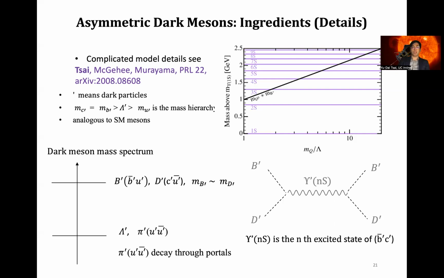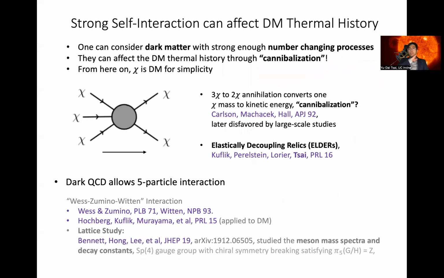Let me get into the elastic decoupling relic consideration. So strong self-interaction can affect dark matter's thermal history as well. So not only can you explain this small scale structure problem, you can also have a different type of dark matter thermal history. And that especially happens when you have dark matter that has 3-to-2 interaction or n-to-2 interaction, or simply you have number changing processes. So in the existence of these 3 dark matter going to 2 dark matter scenarios, you have something called cannibalization. And the original proposal is not completely ruled out, but it's quite disfavored by large-scale structure study.